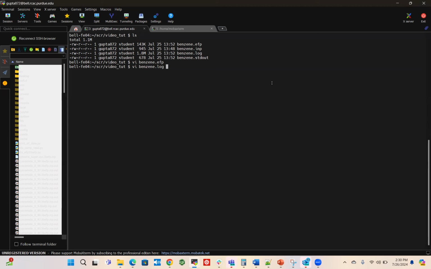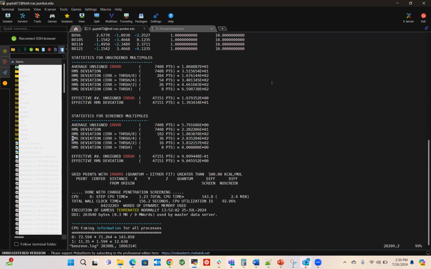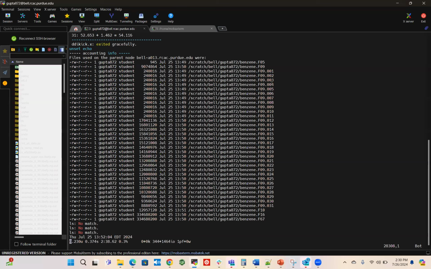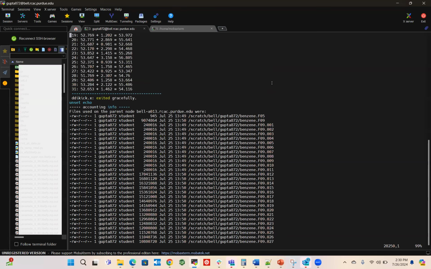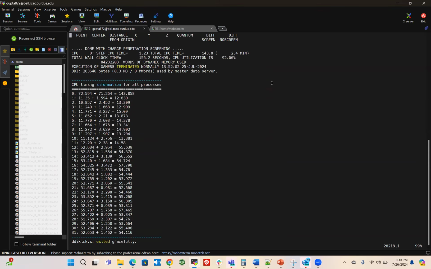That would be benzene.log in this case. So we go to the very end of the file to look for the line that says that execution of GAMESS is terminated normally, which would mean that all the calculations that were required in the MAKEFP job run for this file have been completed without any kind of abnormalities. So what we can do is we can directly go to the .efp file now and have a look at it.